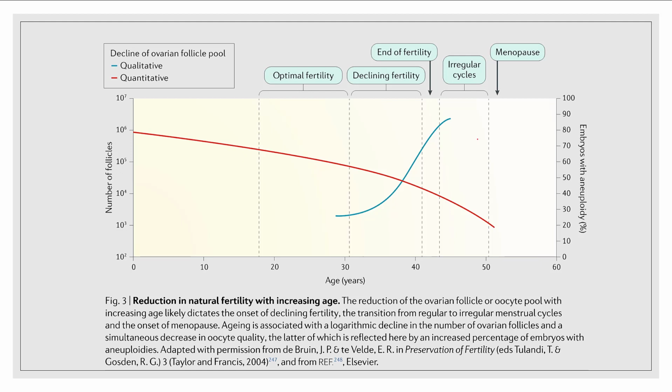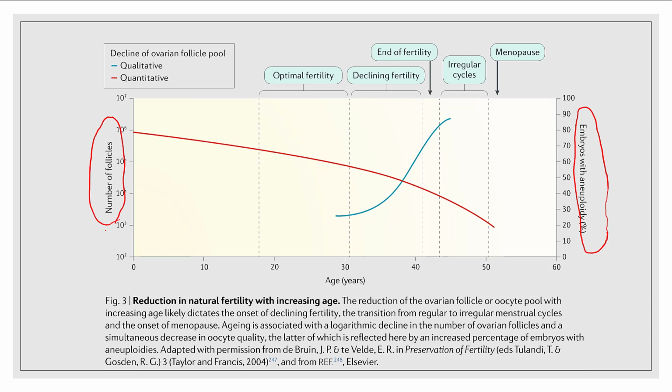This is another view. The whole reproductive lifespan, if we take it into one, shows the reduction of natural fertility of a female with increasing age. So if we take quantitatively, the red line is quantitative, that means the number of follicles on this side, and they increase, so the availability of embryos with aneuploidies or abnormal embryos, trisomies and others. This is the number of follicles.